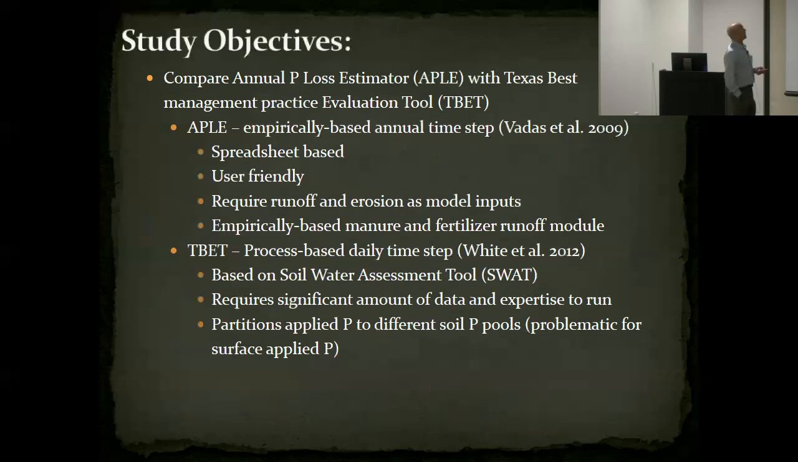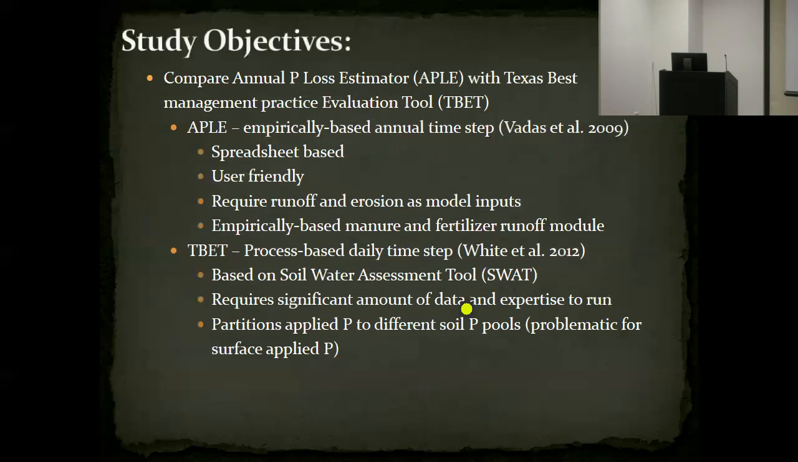All right, so what we wanted to look at here was first comparing the annual phosphorus loss estimator. This is a spreadsheet model developed by a colleague of mine at ARS in Wisconsin. It's done in Microsoft Excel. You type in a few parameters, soil test P, annual rainfall, runoff, and it will give you a prediction of field scale phosphorus loss.